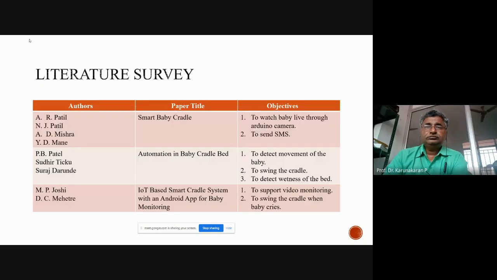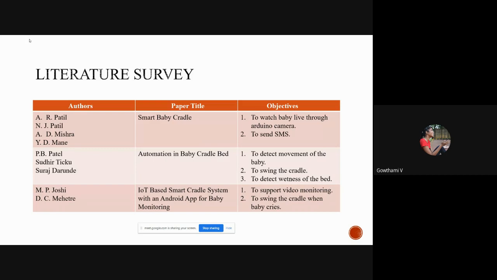Moving on to the literature survey. The objectives of the paper Smart Baby Cradle are to watch the baby live through an Arduino camera and to send SMS to the parent. The purpose of the paper Automation in Baby Cradle Bed is to design a cradle which detects the movement of the baby, swings when the baby cries, and detects wetness of the bed. In the paper IoT-based smart cradle system with an Android app for baby monitoring, the authors mention a system which supports video monitoring and swings when the baby cries.